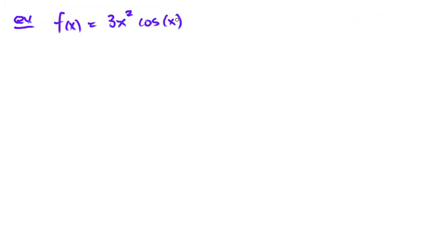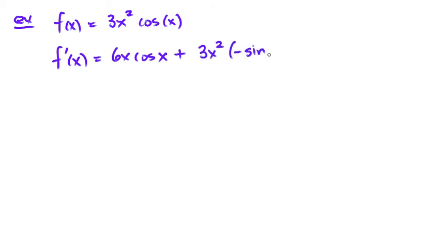Make sure you know these 6 derivatives, because we're going to need them to be able to do examples such as find the derivative of 3x squared cosine x. This is a product rule. When I calculate the derivative, I take the derivative of the first part times the second part, then I add the first part times the derivative of the second part. Ta-da!